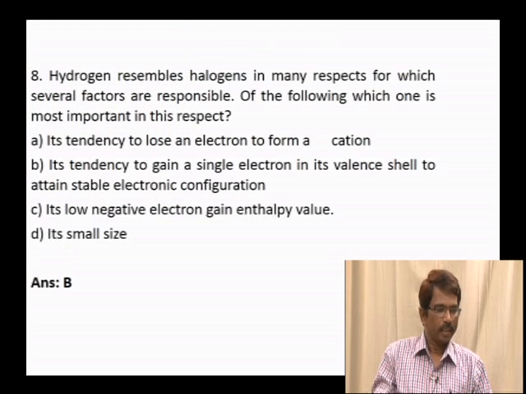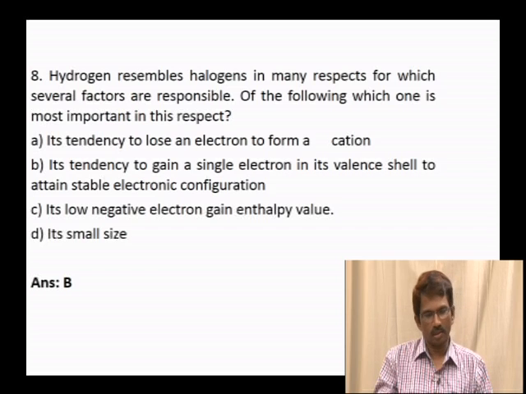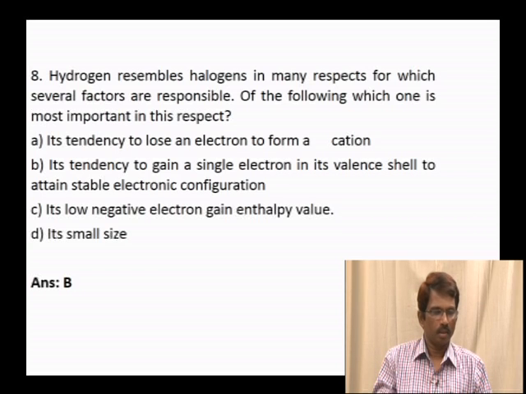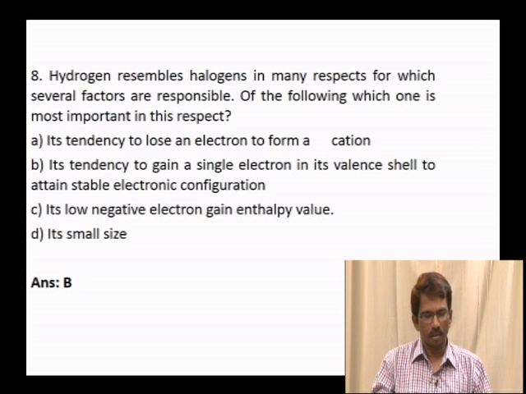In question number 8, hydrogen resembles halogens in many aspects for which several factors are responsible, and you have to find out the most important factor among them. Option A is its tendency to lose electron to form a cation. Option B is its tendency to gain a single electron in its valence shell to attain stable electronic configuration, its low negative electron gain enthalpy value, and its small size.